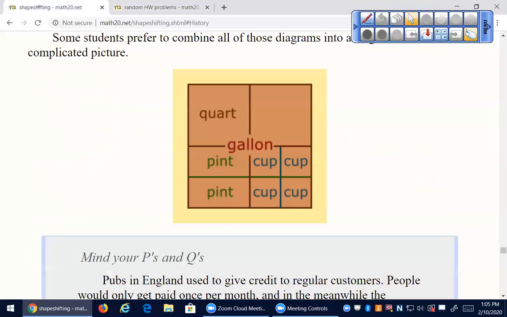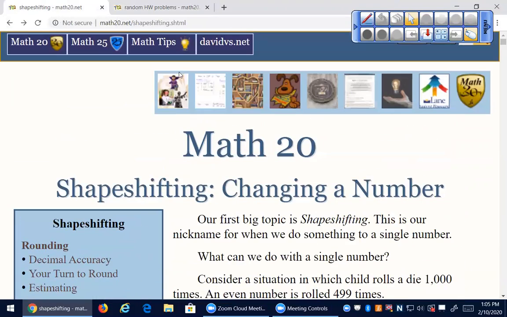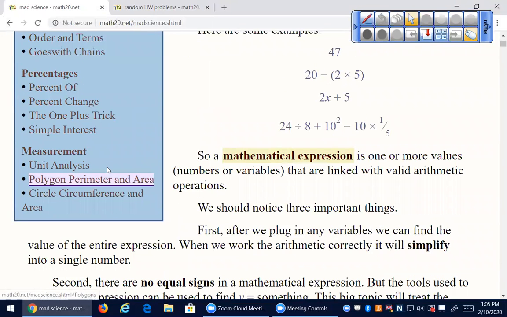Okay, now let's play with paper. So, enough unit analysis.